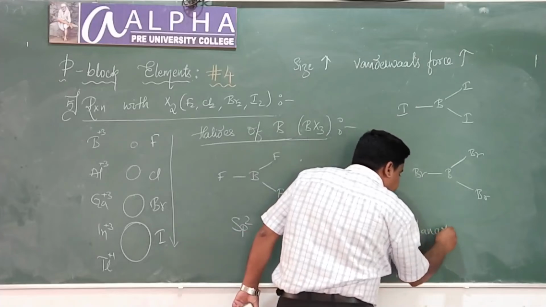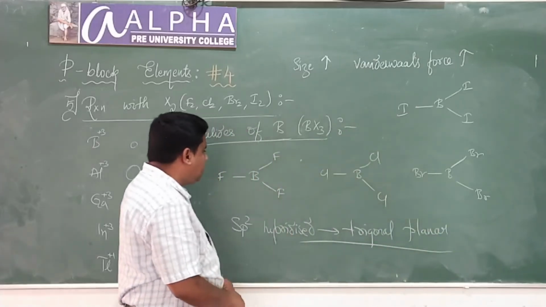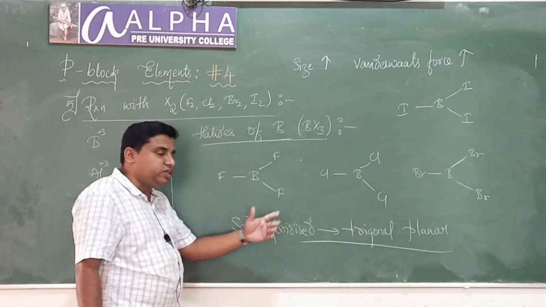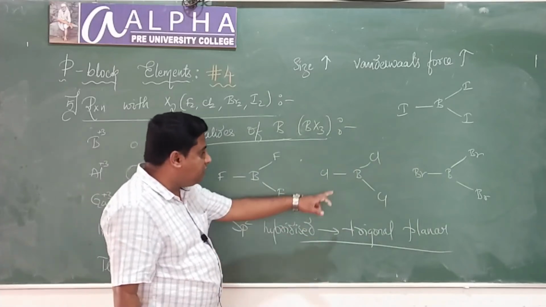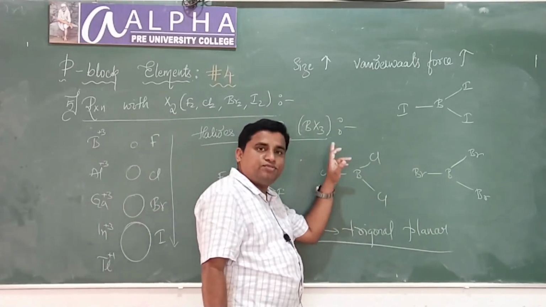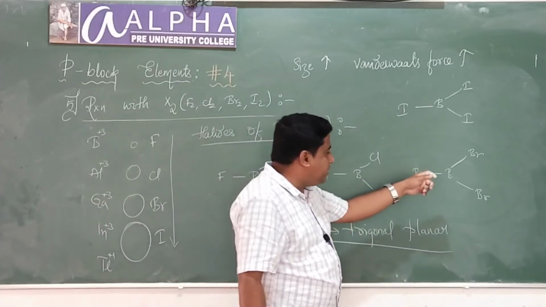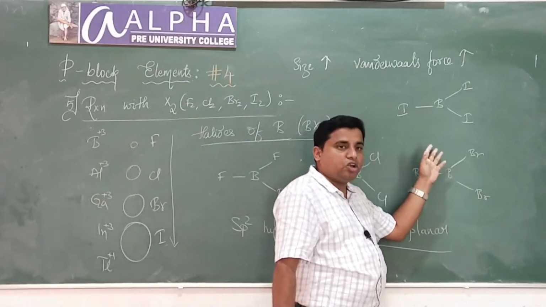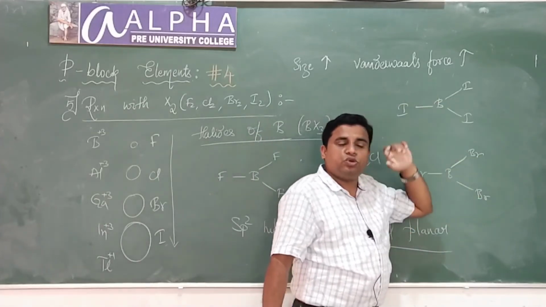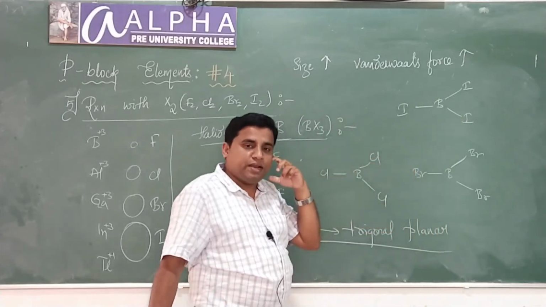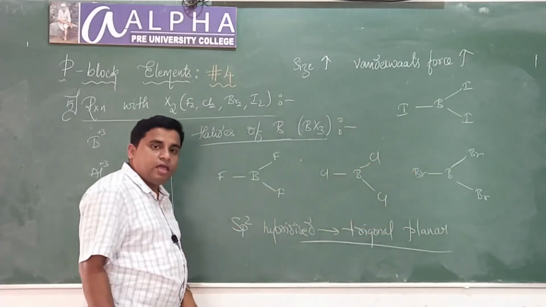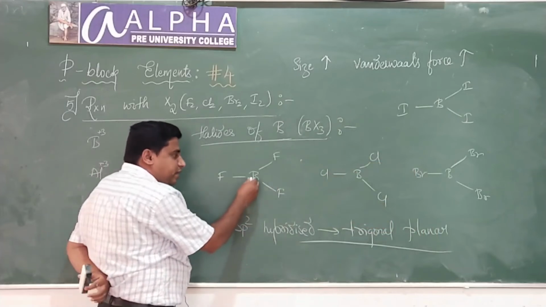Trigonal planar structure. Here also boron is sp2 hybridized, therefore the geometry is trigonal planar. Here it is sp2 hybridized, therefore it is trigonal planar. Here also it is sp2 hybridized, that is why it is trigonal planar. Correct? Any doubts? Now look at the central atom here.